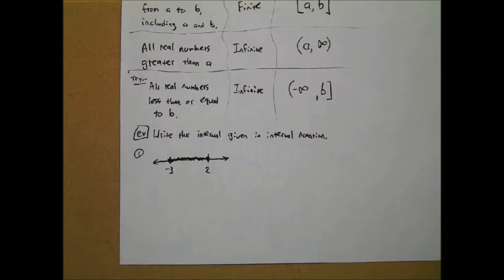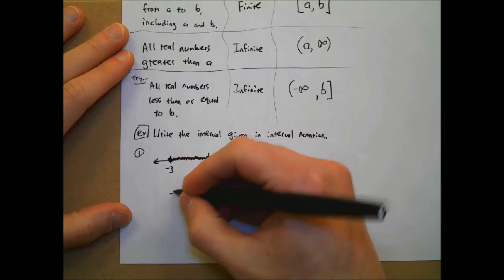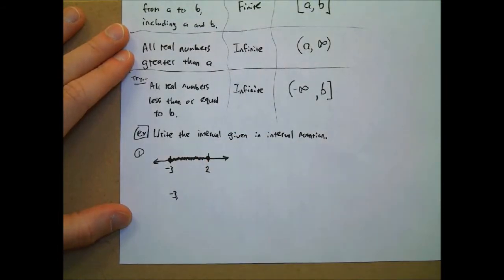Justice, back to you again. How would we describe this interval? Can you do it here for us? What would be the interval? Where do we start? Where do we stop? -3, comma, till what? 2.